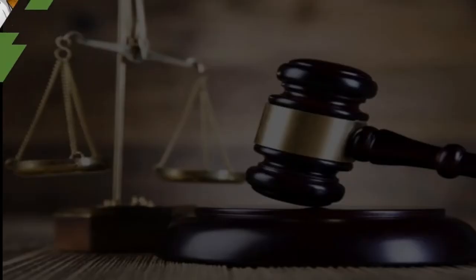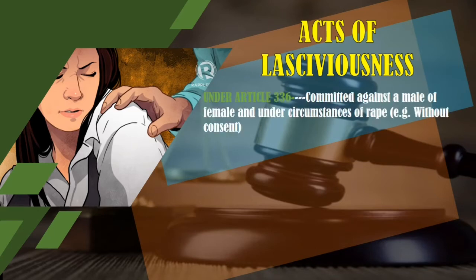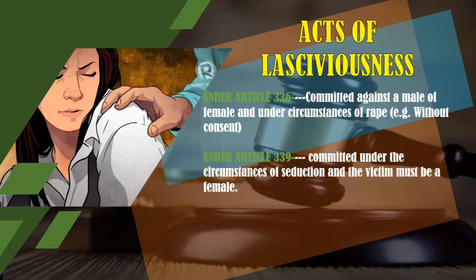Then we have now, class, the acts of lasciviousness. Under Article 336 of the Revised Penal Code, these are those committed against a male or female under circumstances of rape, for example, if there is no consent. Then under Article 339, these are those committed under the circumstances of seduction, and the victim must be a female.